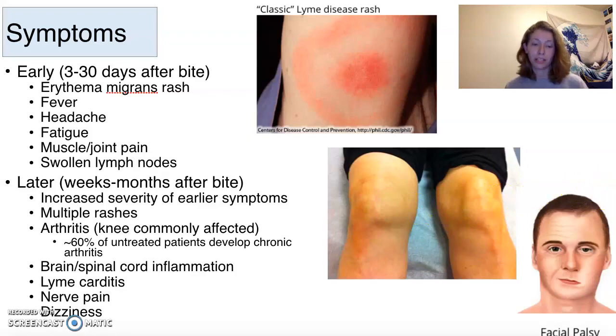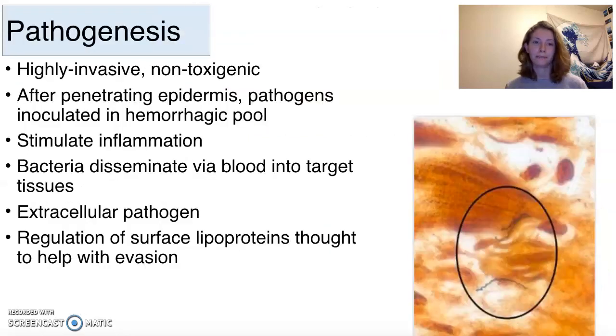Also, the bacteria can cause brain and spinal cord inflammation, and Lyme carditis, which has had 11 reported cases of fatalities in the past 34 years. So that is a risk. And there are also studies reporting nerve pain and dizziness.